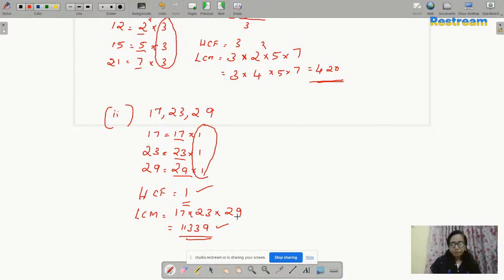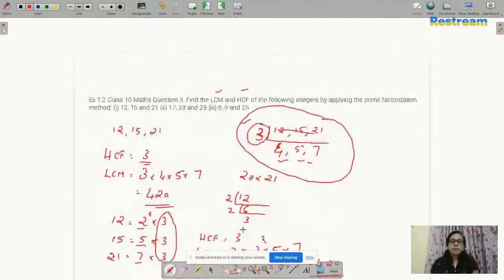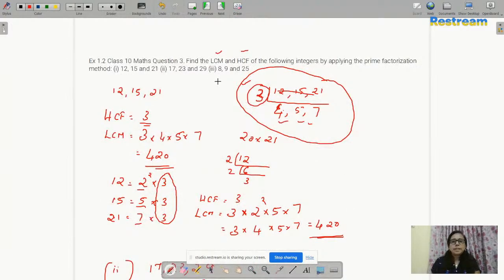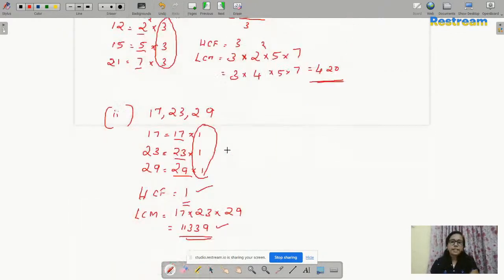Alright. So next we will take the next question: 8, 9 and 25. Is there any common factor between these 8, 9 and 25? 8 is in the table of 2, 4 and 8, right? 8 is an even number, 9 is an odd number, 25 is also an odd number. 9 is a multiple of 3, 25 is a multiple of 5. No common factor you can see. Am I right?